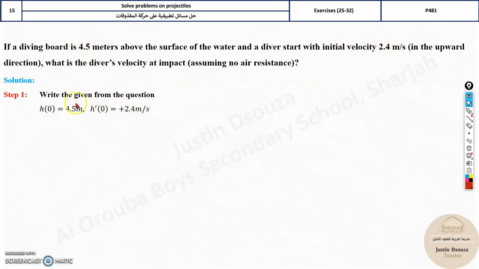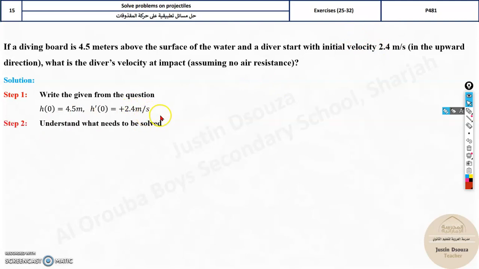Sorry, I'm wrong. Over here, it's the initial position. It's very easy to get confused here. Whenever you have a distance, that's the position. Meter per second is the velocity. The initial position is given as 4.5 meters and the initial velocity is 2.4 meters per second.